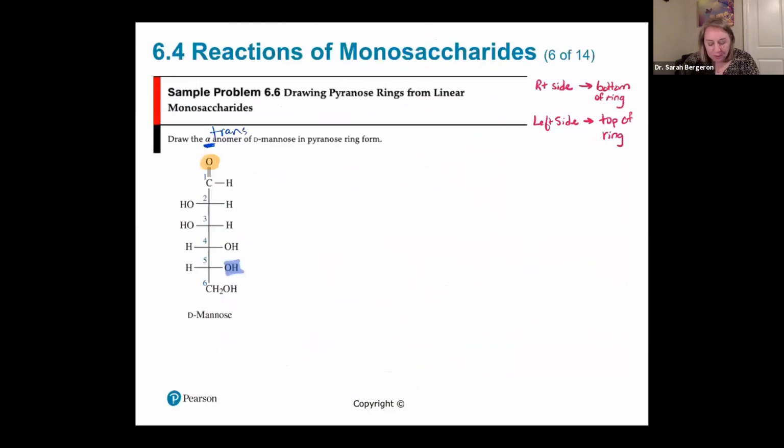All right, now draw a ring from a linear structure. The instructions tell me draw the alpha anomer of D-mannose in pyranose ring form. So what does alpha mean? Alpha means trans, so kind of remember that when we're writing it. And then I wrote our little note on the side at the top up here: if it's on the right side, it goes on the bottom. If it's on the left side, it goes on the top.